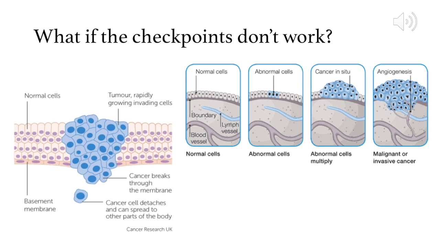Now that we've covered how cell cycle checkpoints work, let's talk about what happens when they don't. So, what happens when the cell cycle checkpoints fail? The answer is uncontrollable cell division, which can sometimes mean cancer.